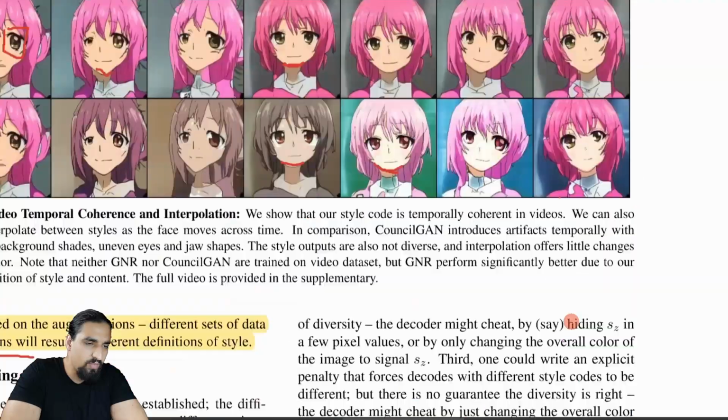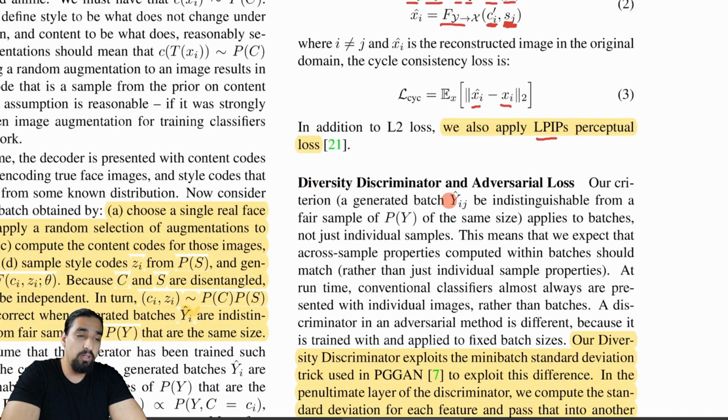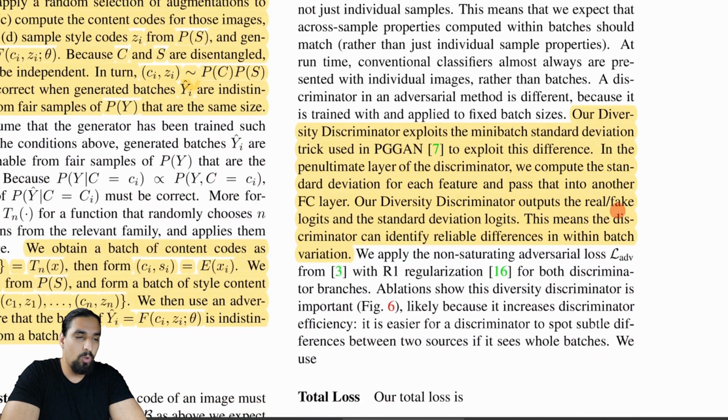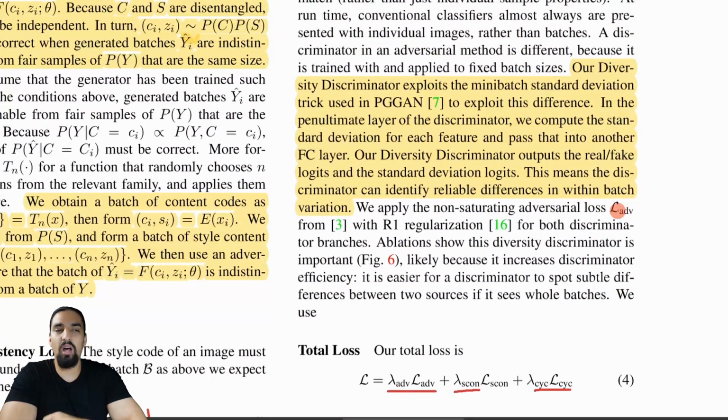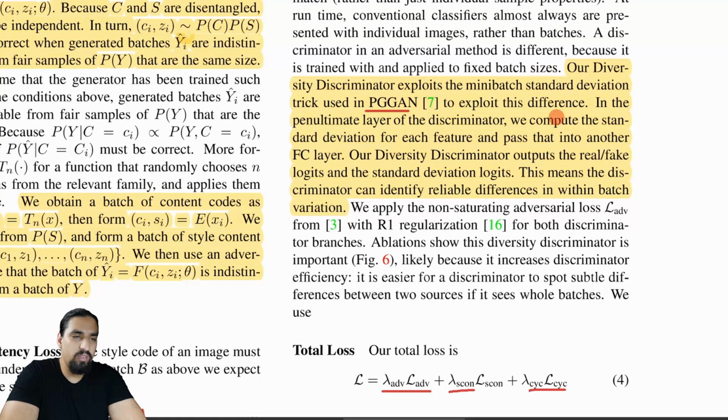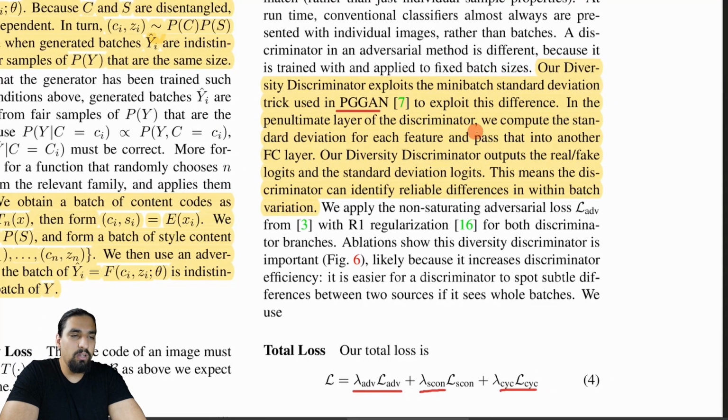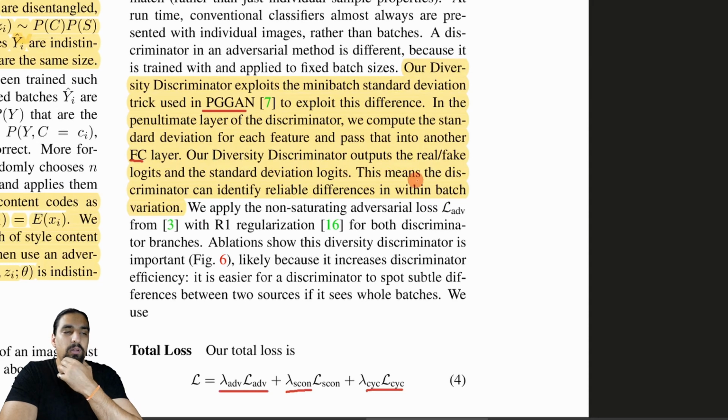Okay, and finally, they have the diversity discriminator and adversarial loss component. That's the part I mentioned with the GAN loss and with this standard deviation stuff. So let's see what they say. Our diversity discriminator exploits the mini-batch standard deviation trick used in the progressive growing of GANs paper to exploit this difference. In the penultimate layer of the discriminator, we compute the standard deviation of each feature and pass that into another FC layer, so that's a fully connected layer. Our diversity discriminator outputs the real/fake logits and the standard deviation logits. This means the discriminator can identify reliable differences in within-batch variation.